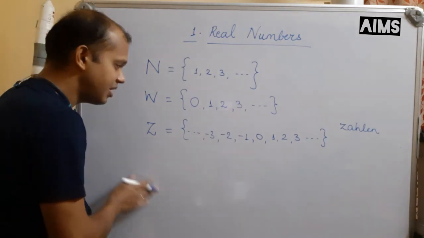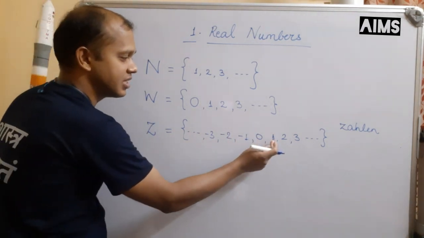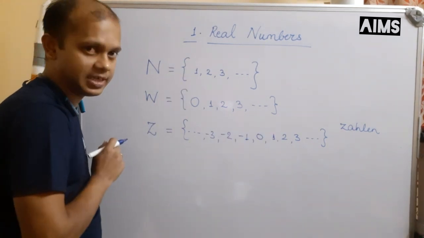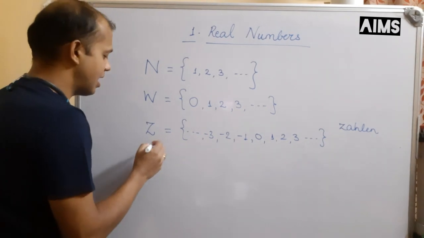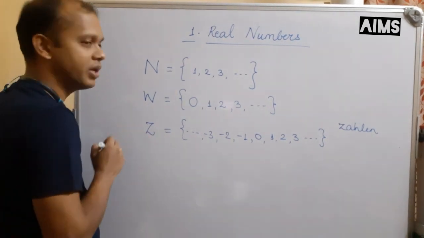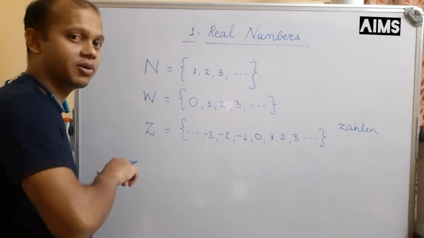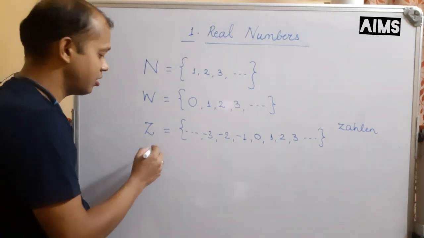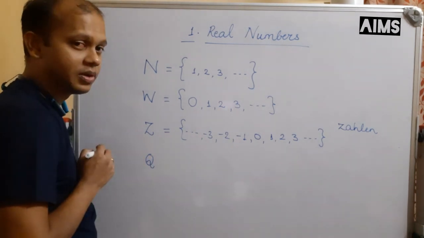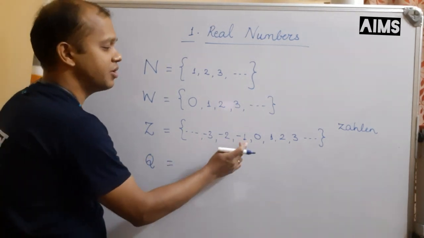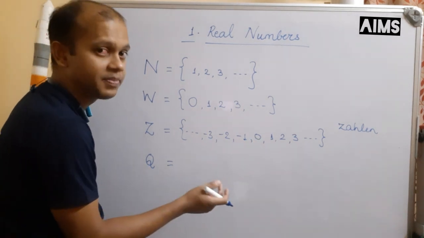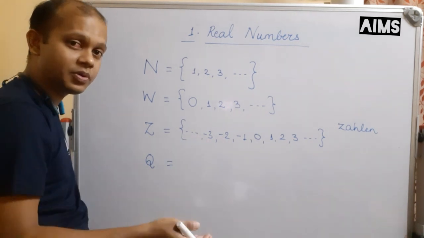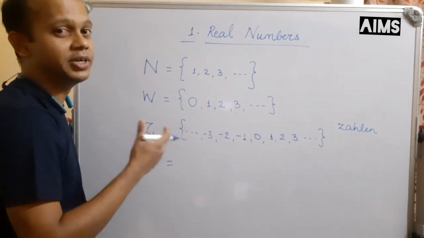Now there are many numbers which are lying between, let's say for example 0 and 1 or 1 and 2, but they are not included in any of these sets. Those numbers are of two types. One is called rational numbers, others are called irrational numbers. The set of rational numbers is denoted by the symbol Q. Now there are so many numbers that you can imagine between 0 and 1, for example like 0.1, 0.2, 0.3, 0.4. Even between 0.1 and 0.2 you can imagine a million numbers. There's no end to it.